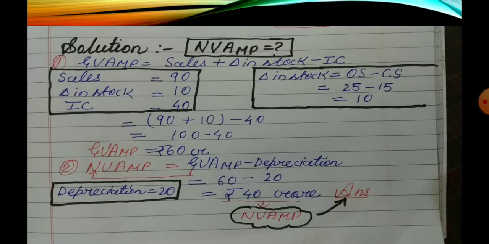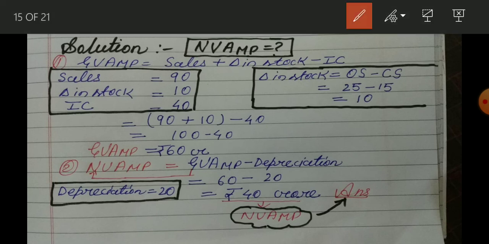First of all, what we are required to find out? We are required to find out NVA MP. And when we use the production method, we are able to find out the value of GVA MP. And which equation we are going to make here? Sales plus change in stock minus intermediate consumption. Now find out all these values and note down. Sales is given 90. Change in stock is not given, we have to calculate it here.